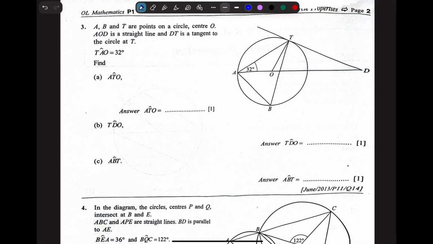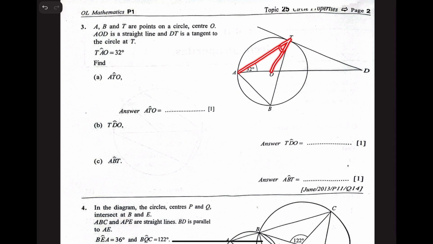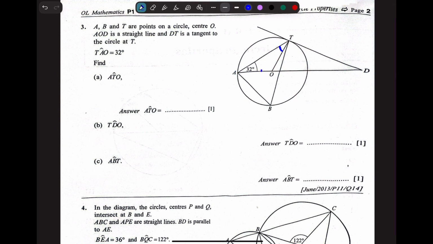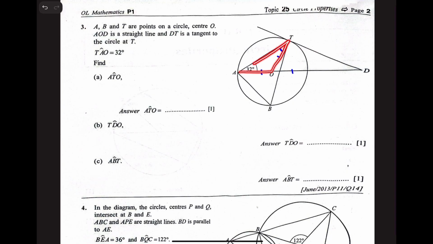So which angle they're asking us to find? Angle ATO. Okay, but before that, let's mark all the radii. So all lines originating from the center to the circumference. So this, and this. Okay. This is equal to this is equal to this one. Okay. So since this is an isosceles triangle, right? If this is 32, ATO is also going to be 32 degrees. So this is 32.